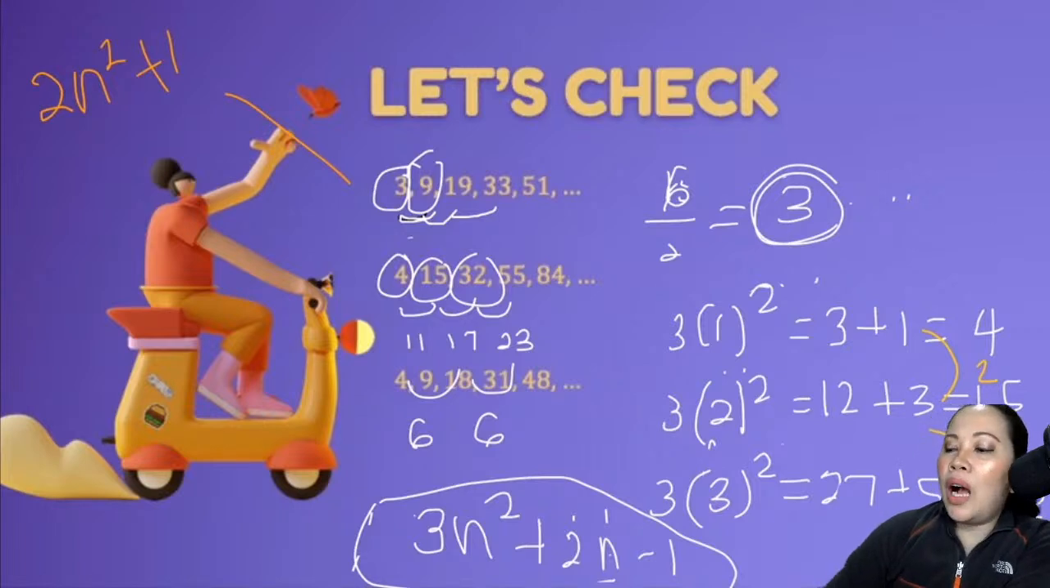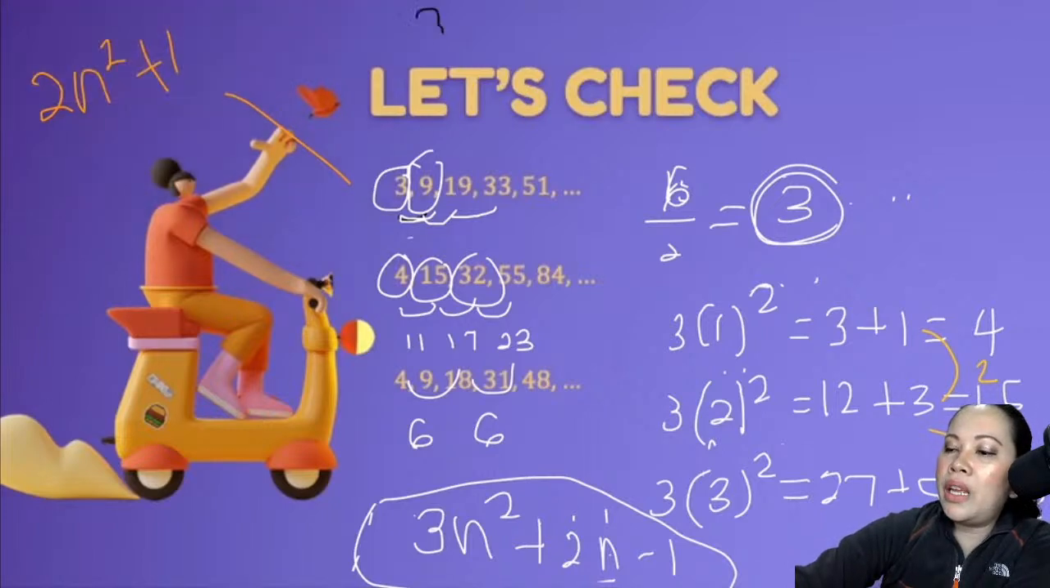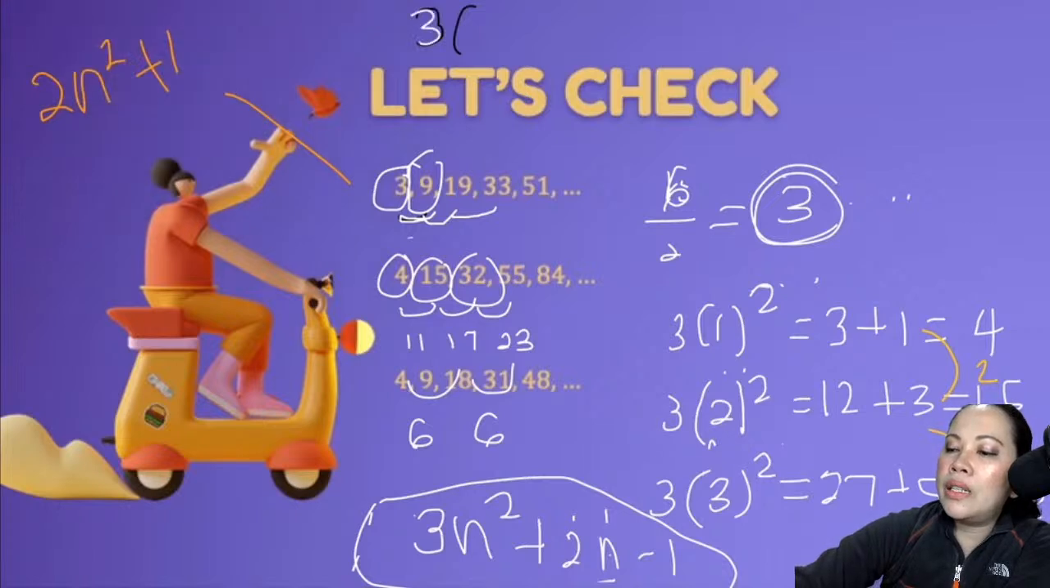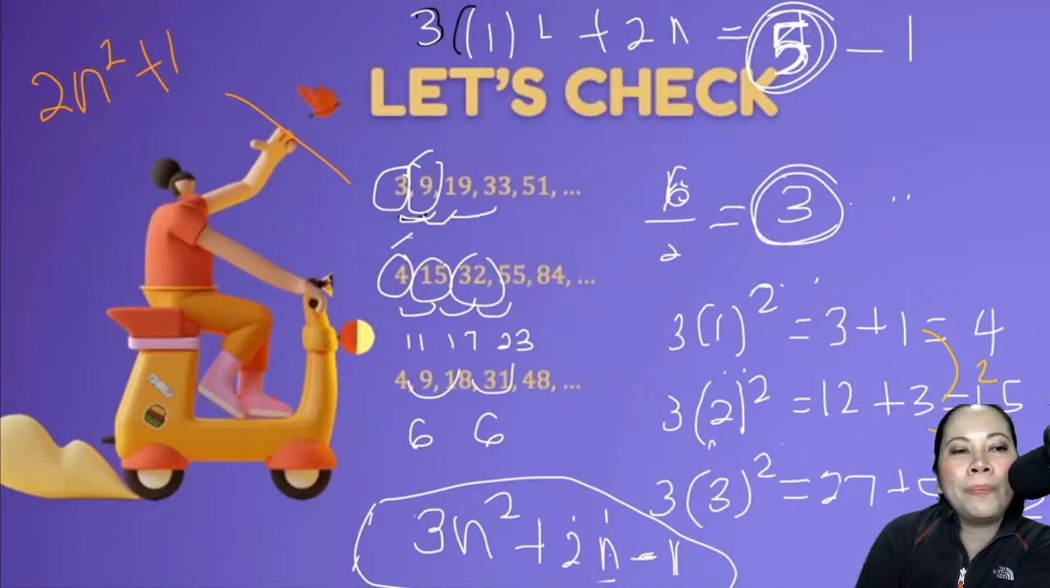Okay, so how did I get again minus 1? It's simply I substituted 3 times 1 squared plus 2n, that will give me a 5, sorry, not 4. So since that's a 5, that's beyond 4, you subtract it by 1. So that's why there's a minus 1 here. That's it. That's all that you have to understand.